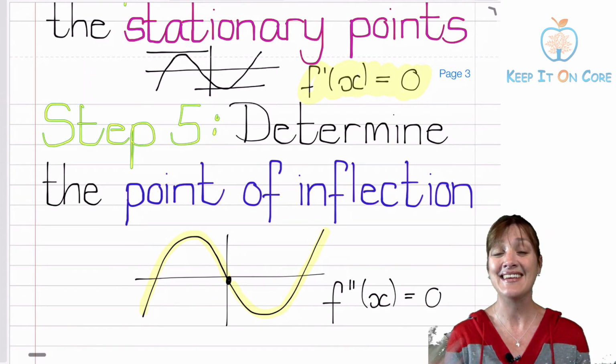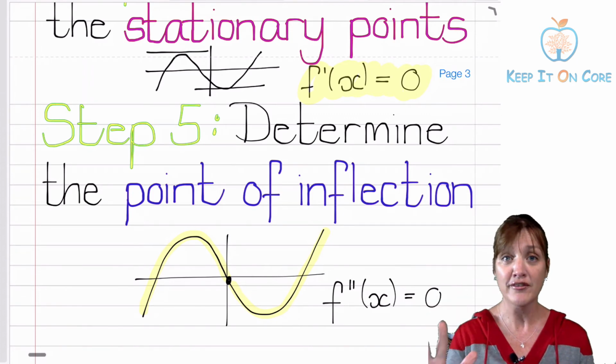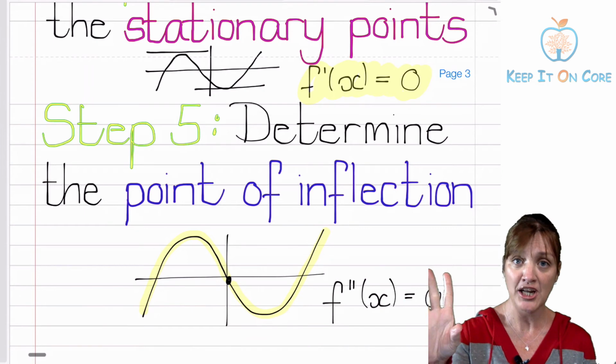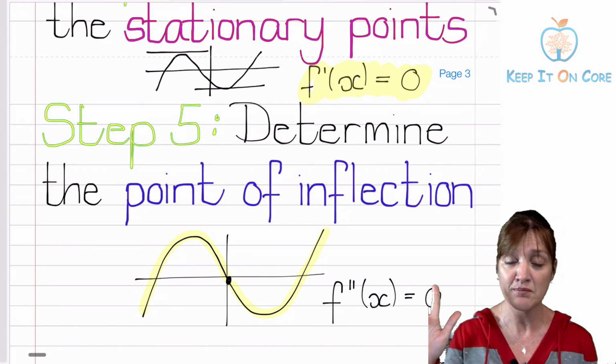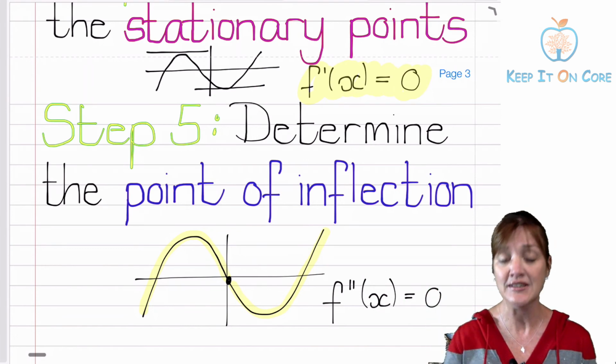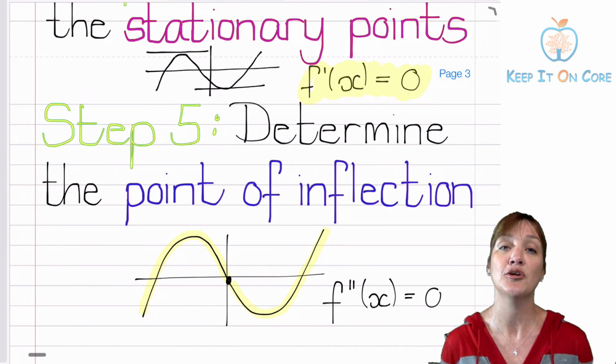So in terms of sketching a cubic graph, those are the 5 steps that you want to follow: shape, y-intercept, x-intercept, stationary points, point of inflection. If you've got those, you should have what you need to actually draw the cubic graph.